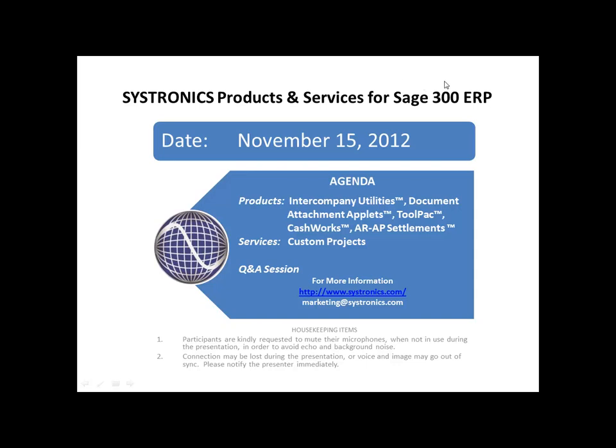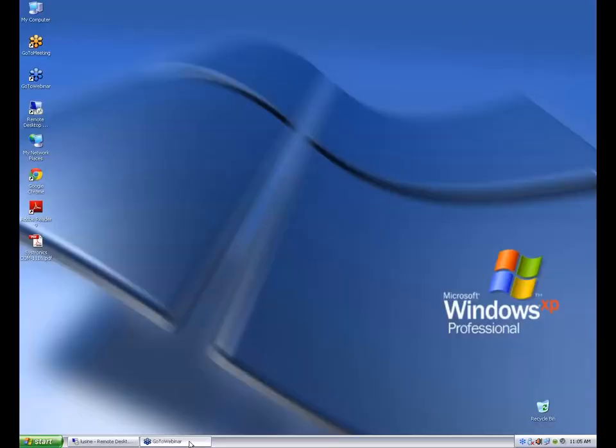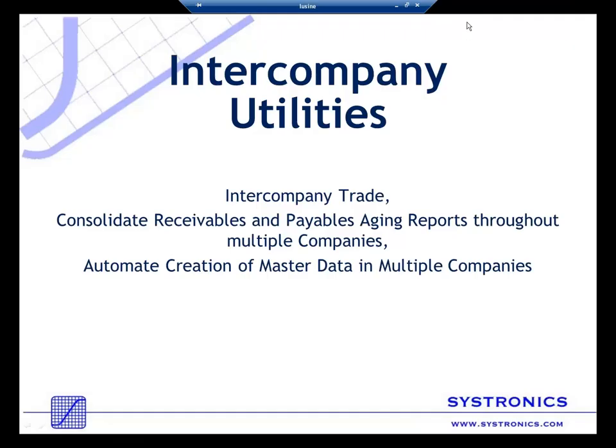I would like to start our presentation with Intercompany Utilities. Intercompany Utilities is a modular product and each module can be purchased separately. Let me describe what you can do using this application. It allows you to create GL accounts, AR customers, AP vendors, and IC items in different companies automatically.